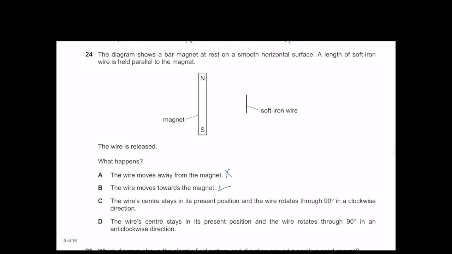The wire's center stays in its present position and the wire rotates. No, the idea of rotation here is wrong. Both are wrong. I have no reason for it, because whatever the piece of iron, it could be attracted to N and also attracted to S, so there is no reason behind the idea of rotation. So the right answer here will be 24.